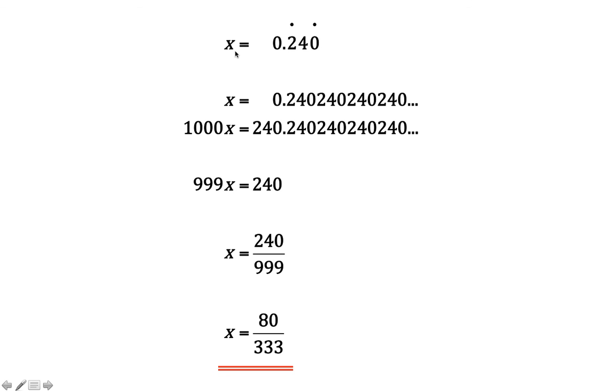So I started with x equals the recurring decimal, and I manipulated it so that I got x equal to 80 over 333. So I've succeeded in converting the recurring decimal, 0.240240 recurring, into a fraction, 80 over 333.